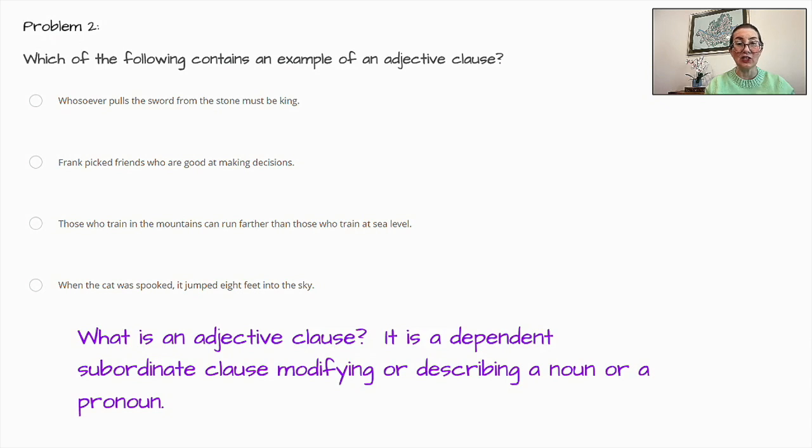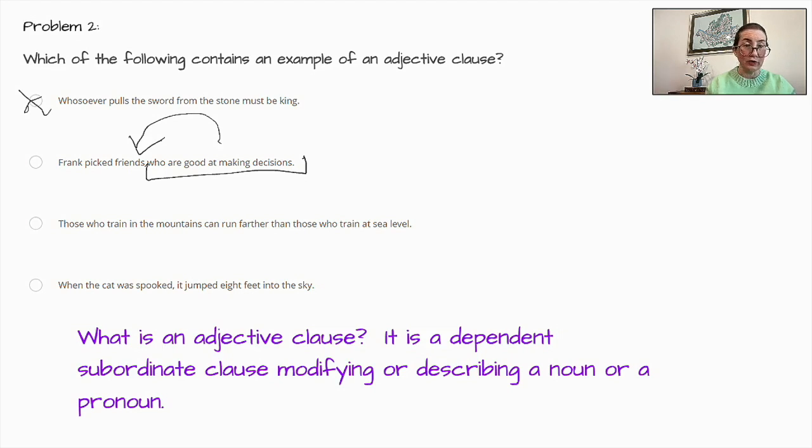Well, what is an adjective clause? It is a dependent subordinate clause that modifies or describes a noun or a pronoun. So let's review the answers. Whosoever pulls the sword from the stone must be king. This does not contain an adjective clause. Frank picked friends who are good at making decisions. Who are good at making decisions is an adjective clause, and it modifies the noun friends.